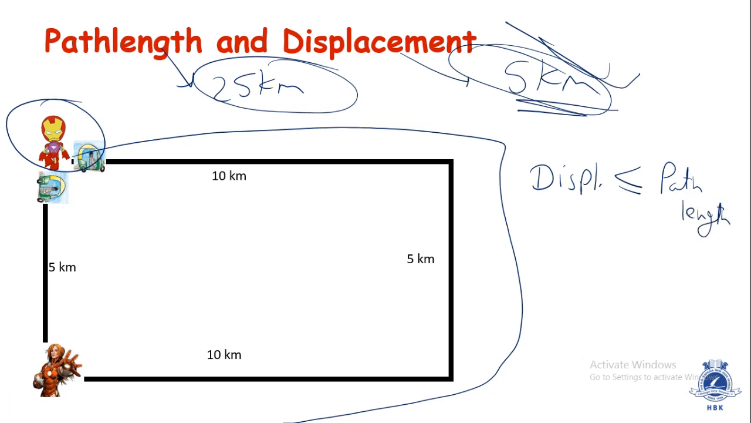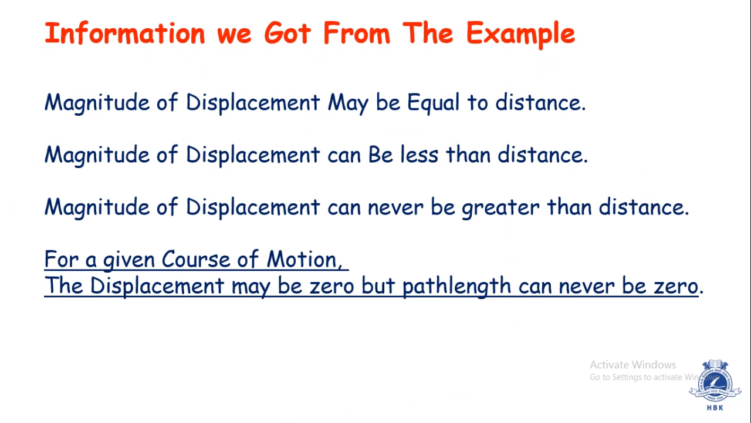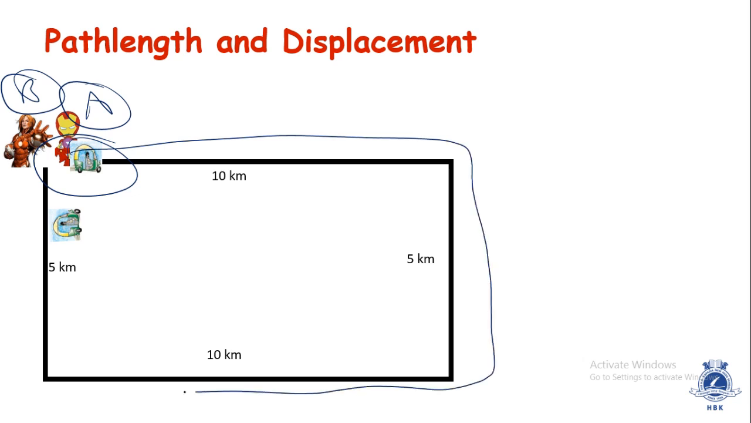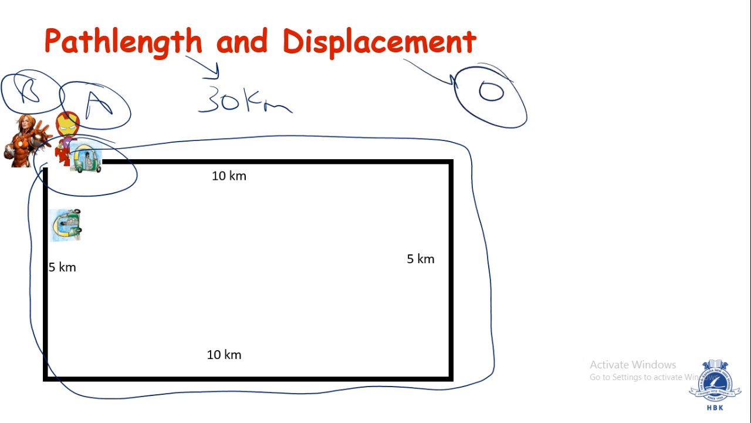So please remember this thing also. Let's see the next point. For a given course of motion, the displacement may be 0, but path length can never be 0. How is this possible? If the person whom Iron Man wants to meet, this is point A and this is point B, and the rickshaw wala takes him along this path, in this particular case the path length or distance will be 30 kilometer and displacement will be 0. Why? Because the initial position is at this point and the final position is also at the same point. So the change in position, or displacement, is totally 0.